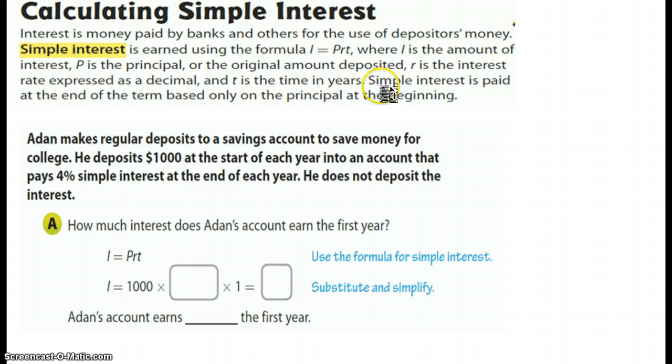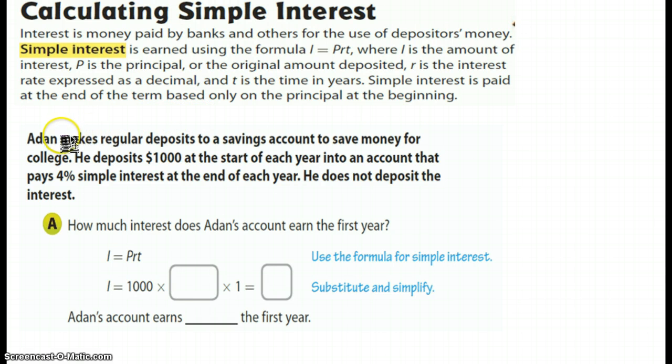So it tells us that simple interest is paid at the end of the term, based only on the principal at the beginning. So what you put in at the beginning, they're going to calculate according to the actual rate, and that's the interest you will earn. And it's only on the principal that you put in at the beginning. So let's take a look at this and see, can we make a little sense out of it.